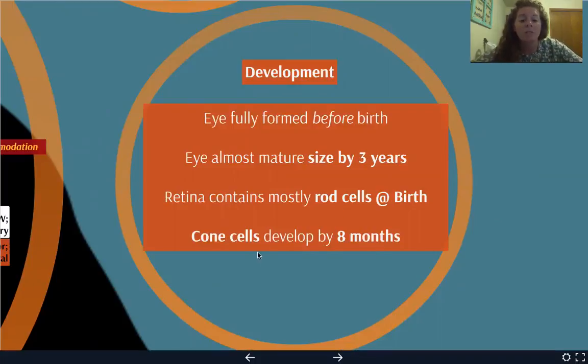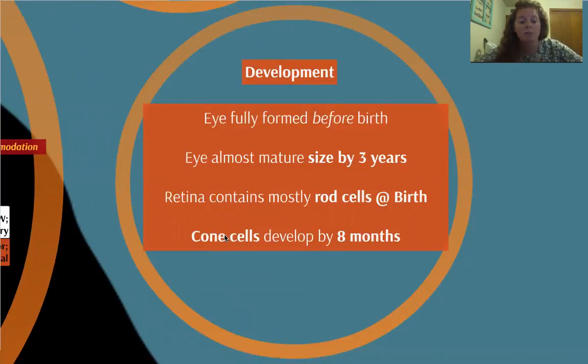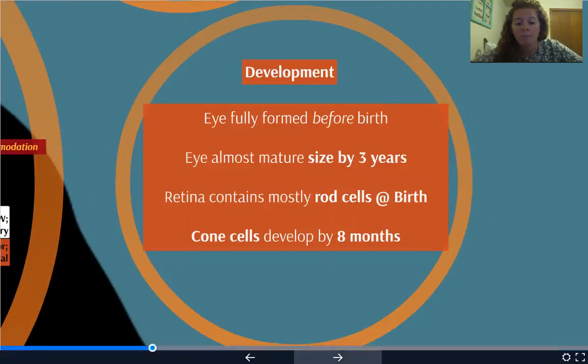But by 8 months, you have your cone cells. So that's central vision and color vision. And so their visual acuity starts to get better at that point.